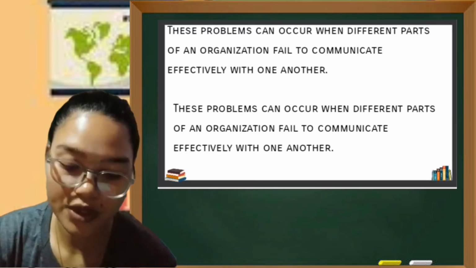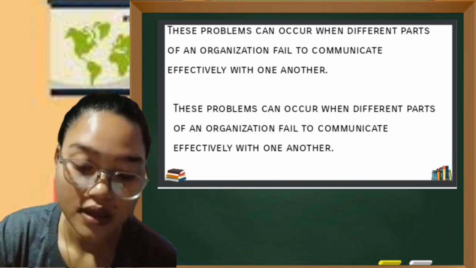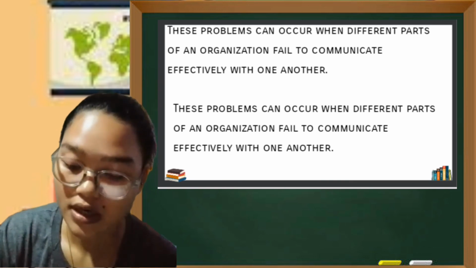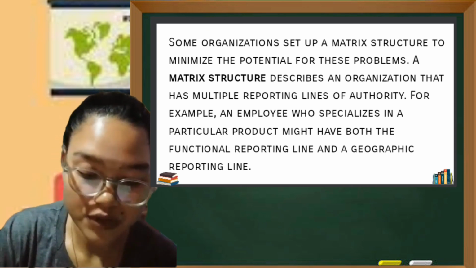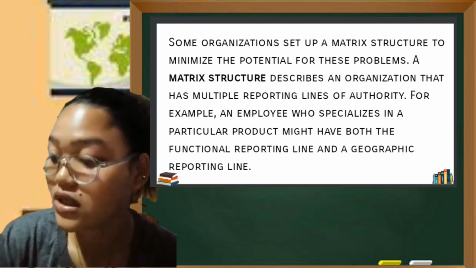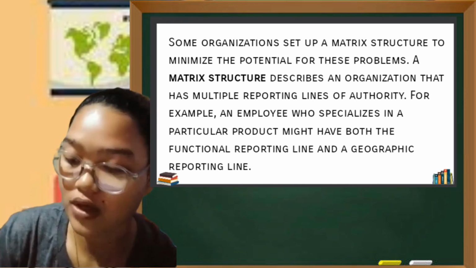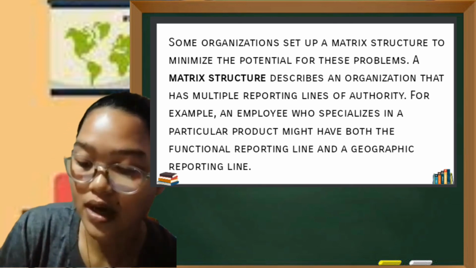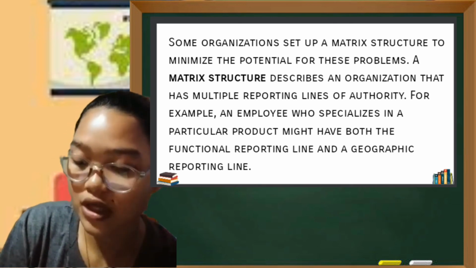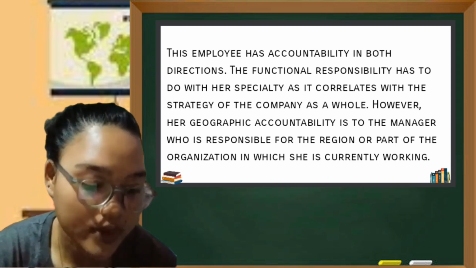These problems can occur when different parts of an organization fail to communicate effectively with one another. Organizations set up a matrix structure to minimize the potential for these problems. A matrix structure describes an organization that has multiple reporting lines of authority. For example, an employee who specializes in a particular product might have both a functional reporting line and a geographical reporting line. This employee has accountability in both directions.